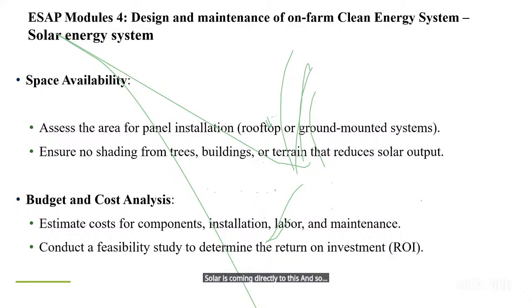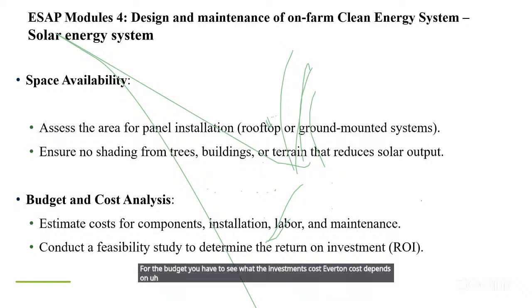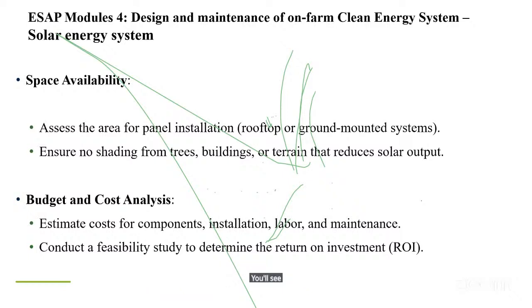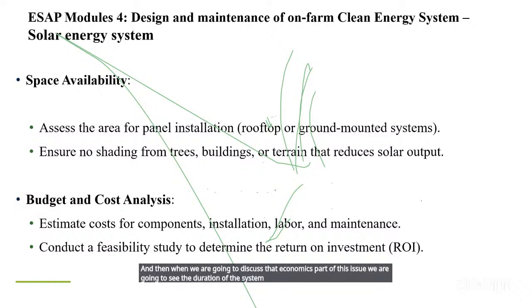And lastly, you have to check the budget and do some cost analysis. For the budget, you have to see what the investment cost is. Investment cost depends on the system to mount and depends on energy demand. You see if the money you invest can be recovered and how long. And when we discuss the economics part of this issue, we are going to see the duration of the system is 25 years for solar panels, 7 to 10 years for converters, and 10 to 15 years for batteries. And all those should be considered when you are doing cost analysis.